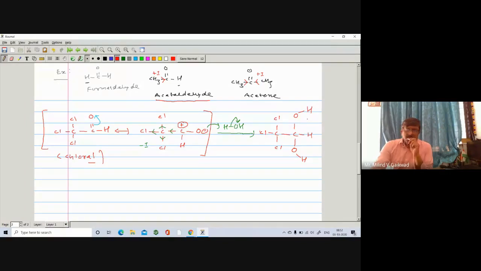So you are getting such a type of compound, and in this case, you will find that the hydrate is found to be more stable. Why is it found to be more stable? Because there are three strong electron withdrawing groups. That's why it has more stability, right? So it is found to be more stable.